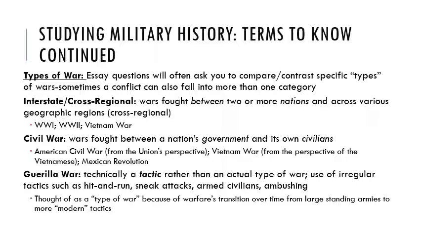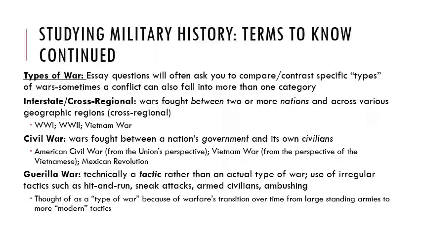The first is an interstate or cross-regional war. Just know those are usually interchangeable. These are wars fought between two or more nations and across various geographic regions, thus cross-regional, or in multiple theaters like on land, at sea, or in the air. World War I, World War II, and Vietnam you could consider to be cross-regional. Most big, large-scale wars are going to be interstate cross-regional.